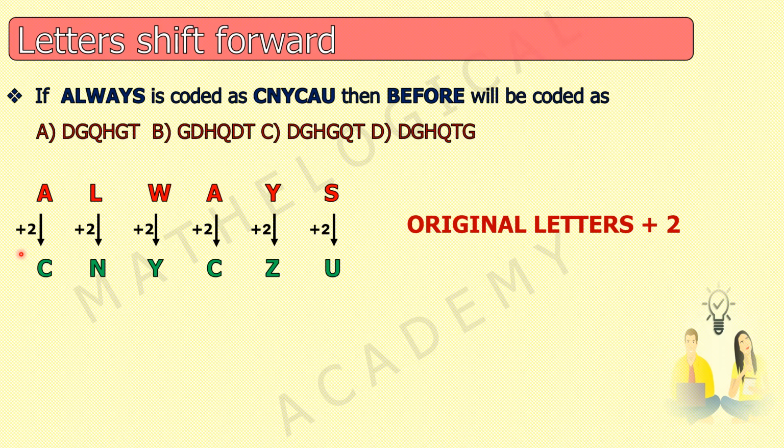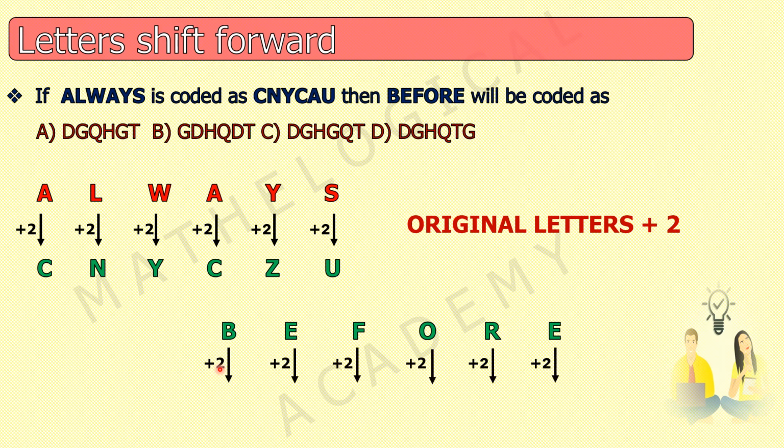So let's do this for our word also. The word is BEFORE. We'll go with the same pattern, original letters plus 2. So plus 2 for B will be D. We get our code D, G, H, Q, T, G will be our answer.